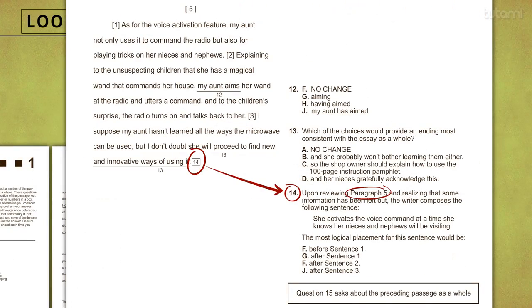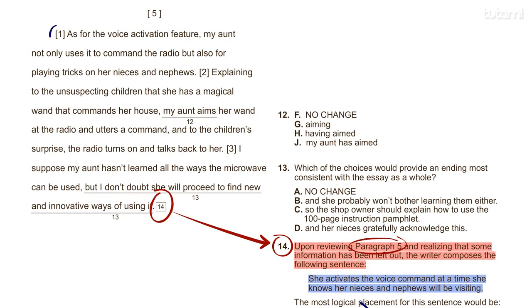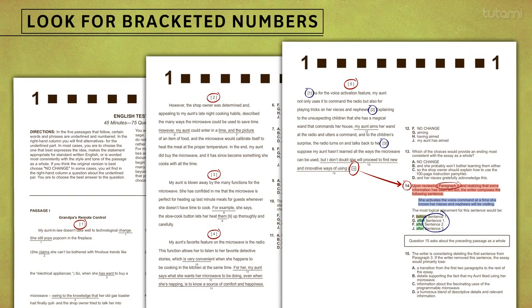The question itself will always provide some variation of the same game. Upon reviewing some paragraph and realizing some information has been left out, the writer composes the following sentence. Below, a statement will be provided, and then 4 choices beginning with either after or before a particular sentence will be listed out for you. Please keep in mind that the sentences will always be denoted by a series of brackets within the specified paragraph. In this situation, the top bracket here denotes paragraph 5.